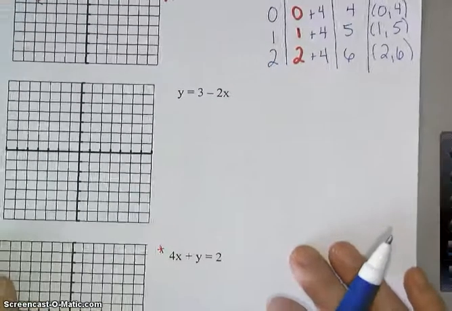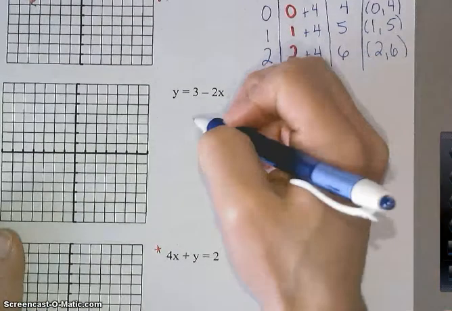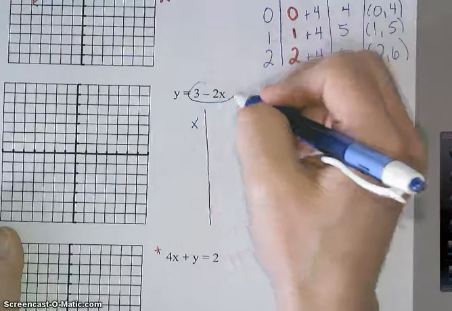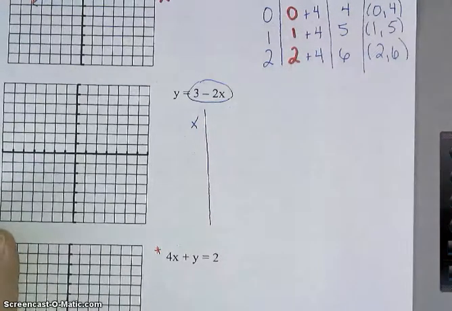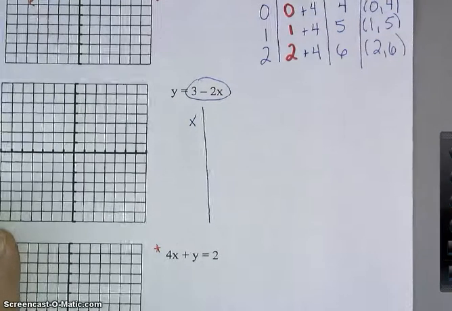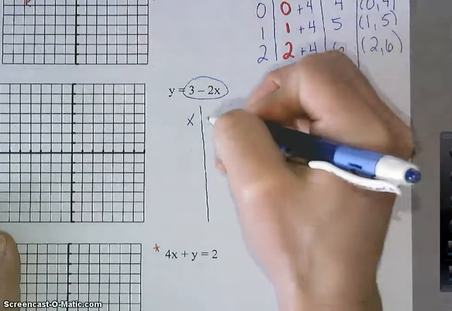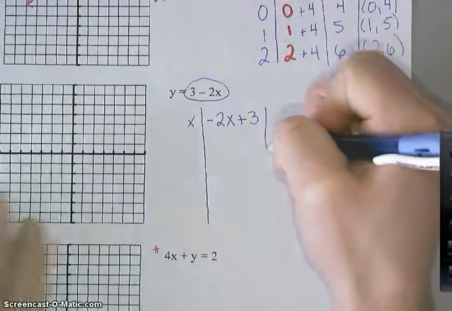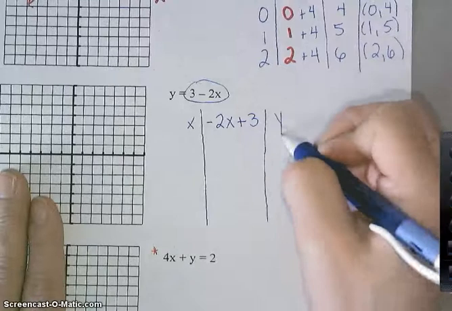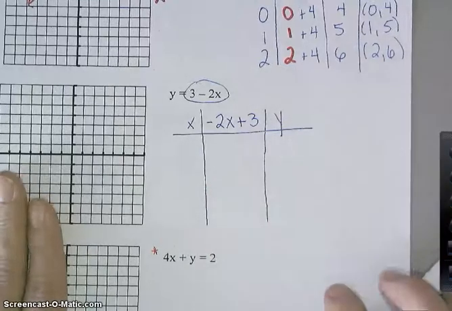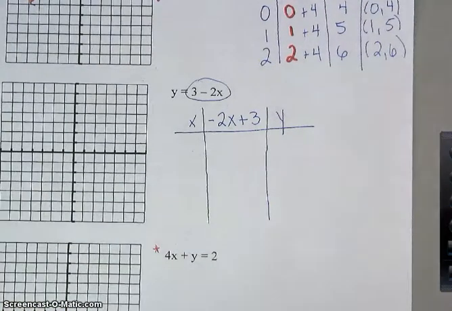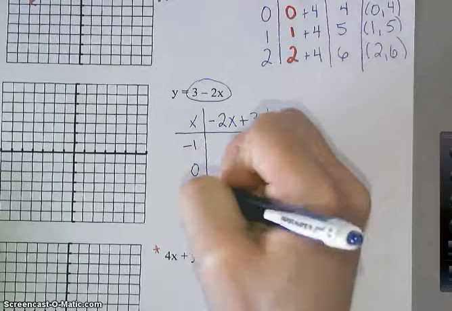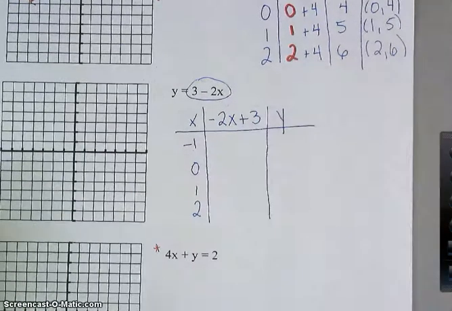So I'm looking at this one. If you remember from yesterday, what I said is that when I'm putting it into my table for my function, I always want to write my x first. It just makes things a little bit easier. So I want to write -2x plus 3. They are equivalent. They're the same. They just look a little bit different. Okay? So the same values that I want to use, -1, 0, 1, and 2. And I plug those in.